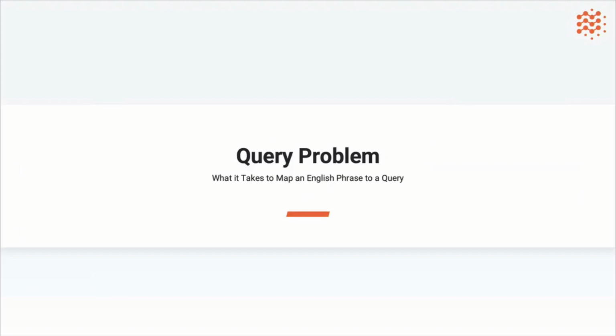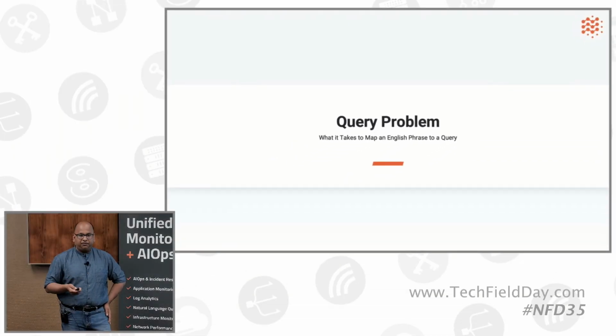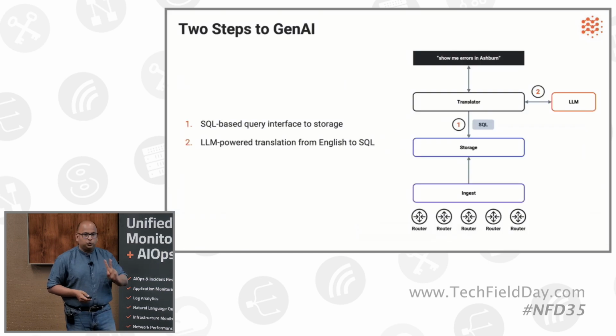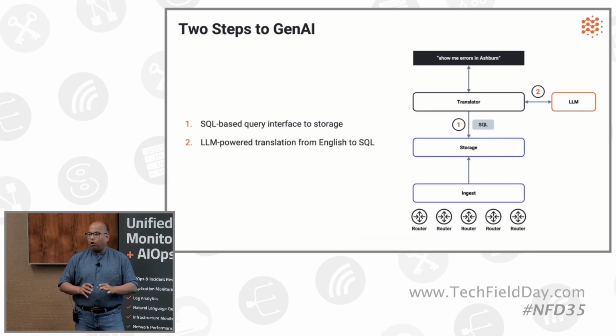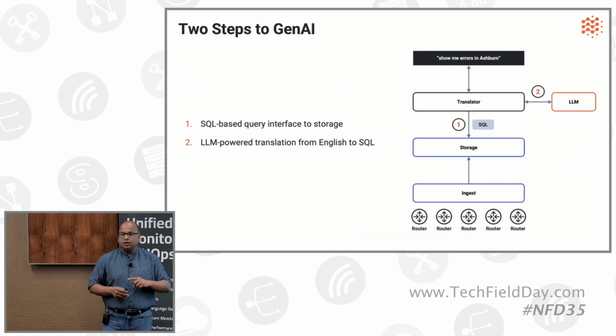The query problem stated again is take an English phrase and convert it into a query. How do you do that? You essentially do that in 2 steps. So this is the stack. Your data is coming in from the bottom, and you've stored the data. The first step in solving the query problem is you need to have a uniform query interface to your storage layer. Even though it's SNMP at the bottom or Kafka, what have you, you need to decide on a uniform query interface. And why that uniform query interface is important will become evident later on.